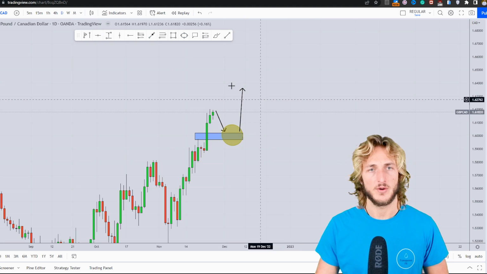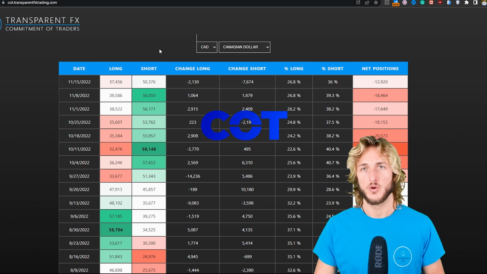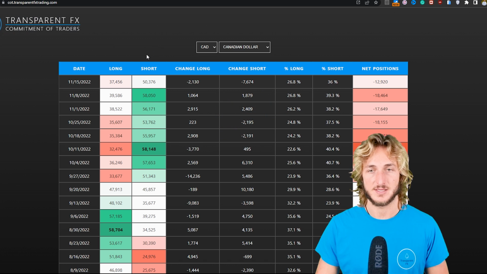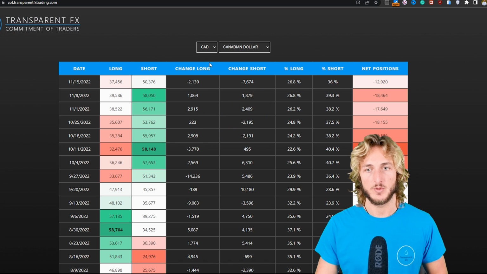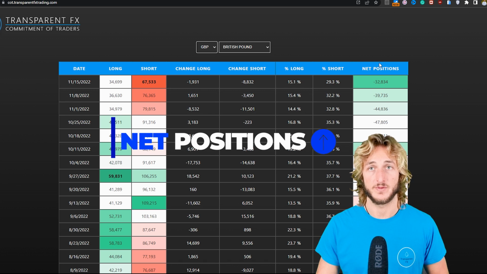Now, if we go and see what we have when it comes to the commitment of traders, so the COT data, which is what the non-commercials, so the biggest speculators in the market, are doing, and we check the data for the pound, we can see how with the last reports we have seen an increase of the net positions.